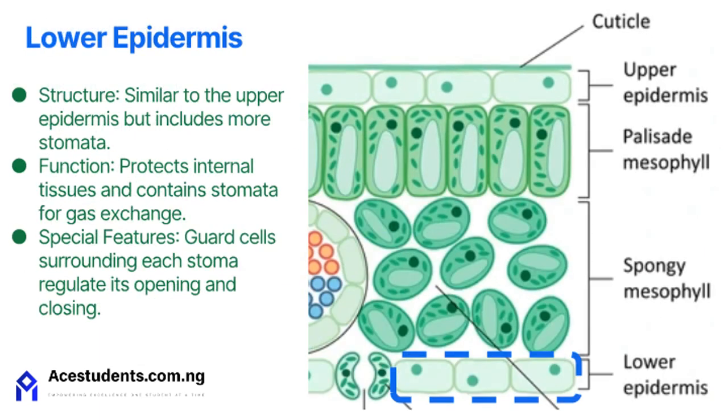The lower epidermis is similar in structure to the upper epidermis but contains more stomata. These stomata are pores that facilitate gas exchange. Each stoma is flanked by guard cells, which regulate its opening and closing based on environmental conditions, ensuring proper gas exchange and water regulation.